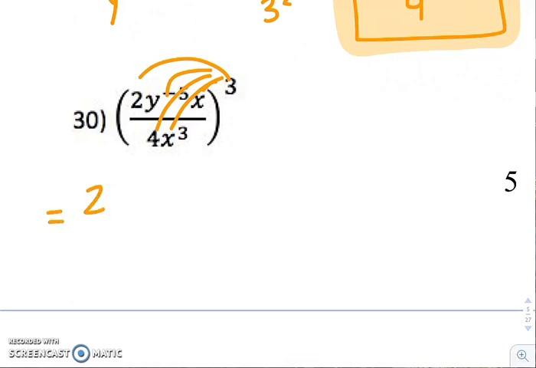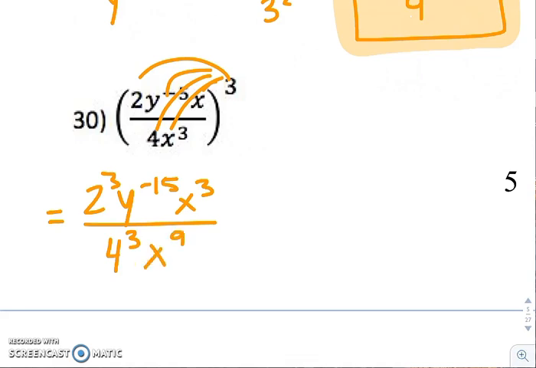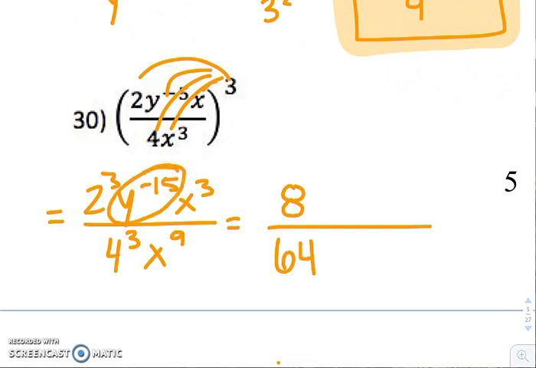So 2 to the third, y to the negative 15th, x to the third, 4 to the third, and x to the 9th. So once we do that, I would get my values, so 2 cubed and 4 cubed. So 2 times 2 times 2 is 8. 4 times 4 times 4, 64. That y is negative, so it needs to get moved to the bottom. So we're going to put y to the 15th on the bottom.